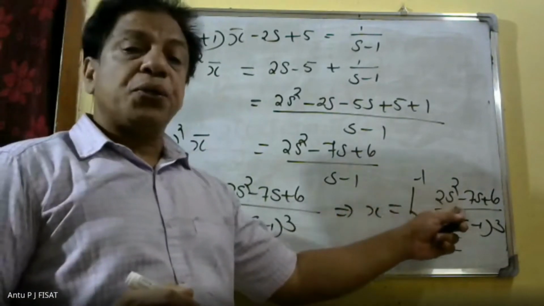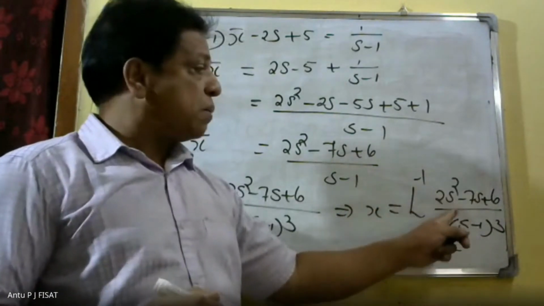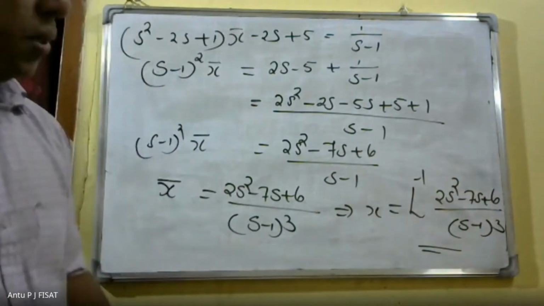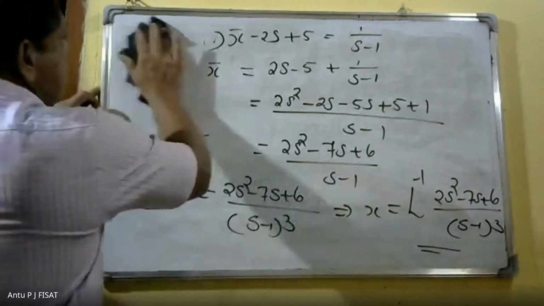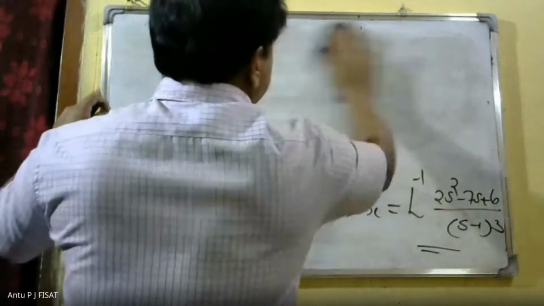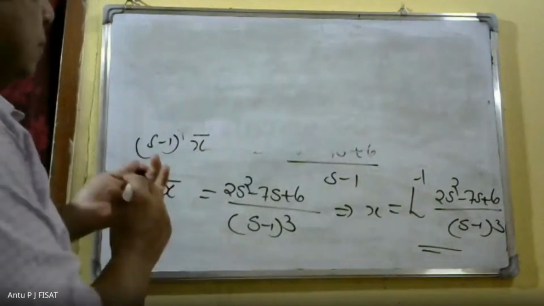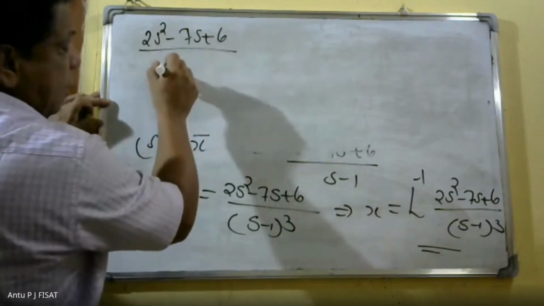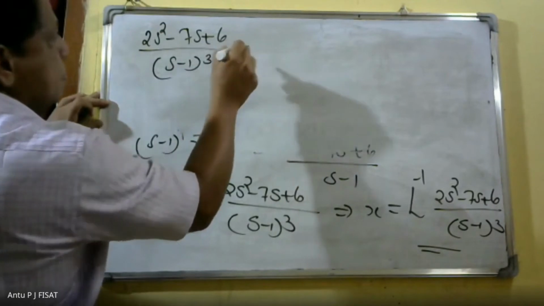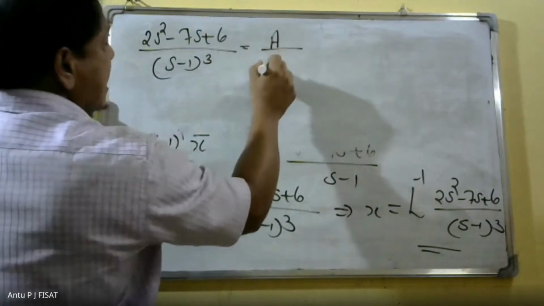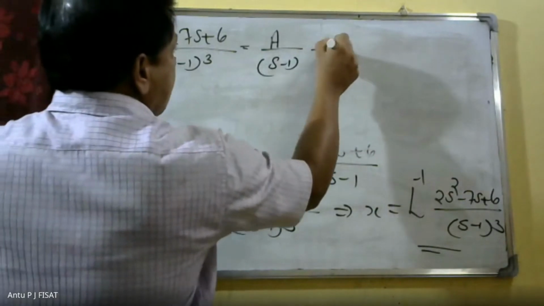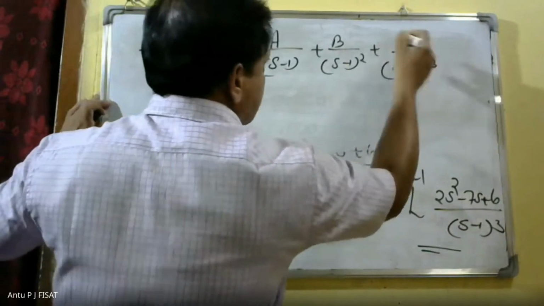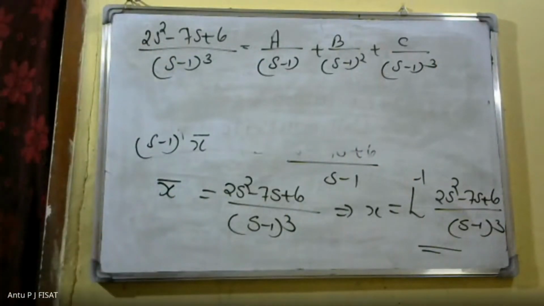For that, first you have to convert into partial fractions. 2s square minus 7s plus 6 by s minus 1 whole cube, converting into partial fractions. This is equal to, by the partial fraction method, a by s minus 1 plus b by s minus 1 whole square plus c by s minus 1 the whole cube.